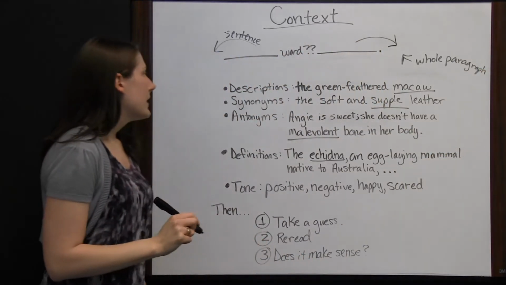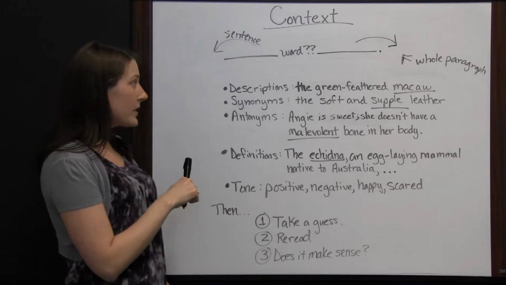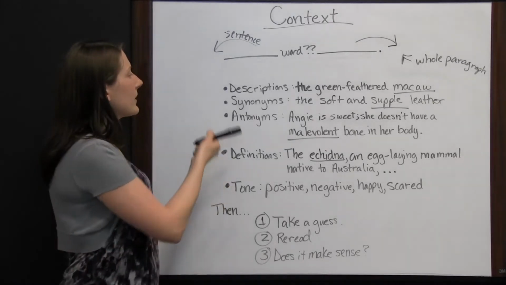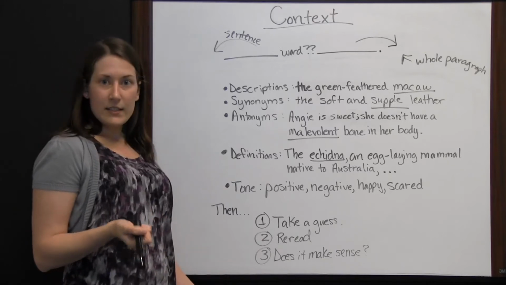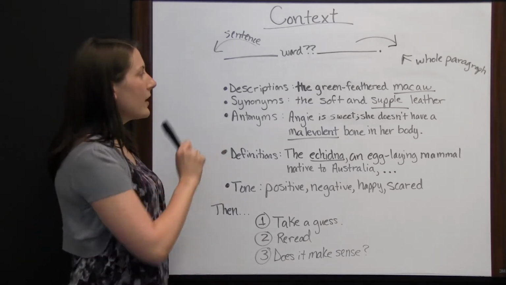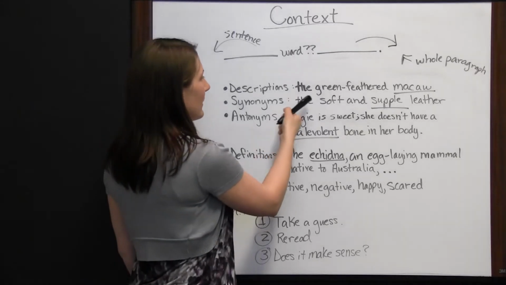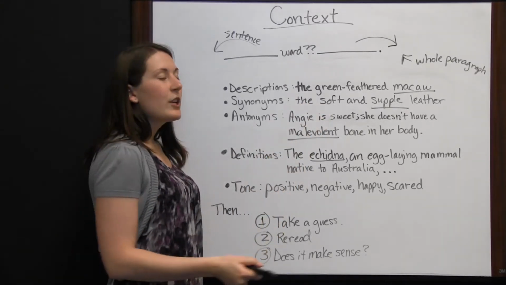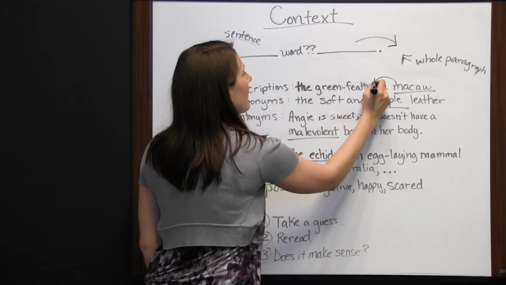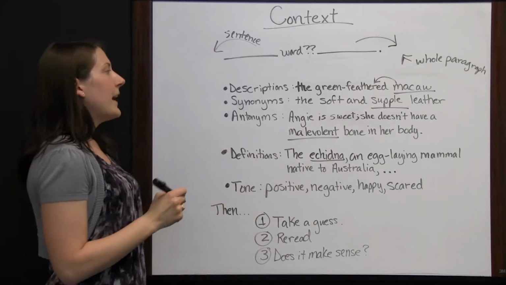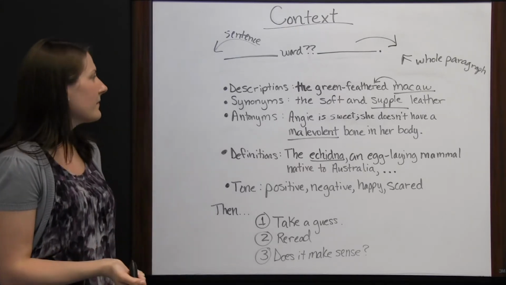Now, there are some clues that we can look at to help determine what the word means. One thing you can look at is a description. Sometimes a sentence following or before the unfamiliar word will give you a description. For instance, the green-feathered macaw. Well, you may not know the word macaw, but by seeing green feathered, you can infer that it is some kind of a bird with green feathers.